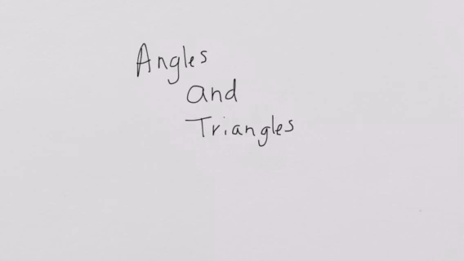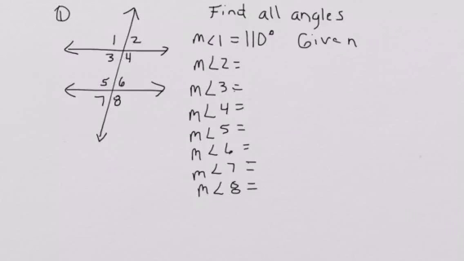For today's date, we're going to be talking about finding angles and talking about missing angles and triangles. Here we have a pair of parallel lines that is cut by a transversal. What we're going to do is find all the missing angles and then give a reason for each of the measurements. We'll start out with angle 1 is 110 degrees.